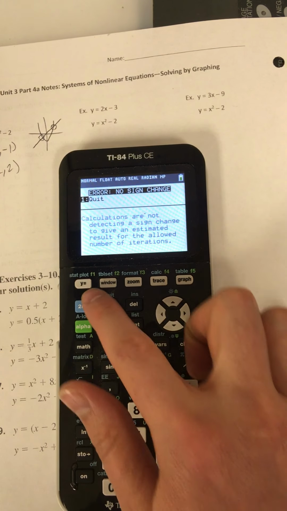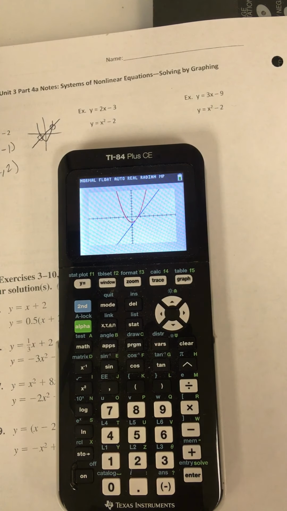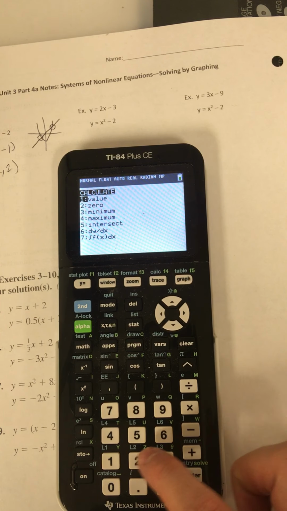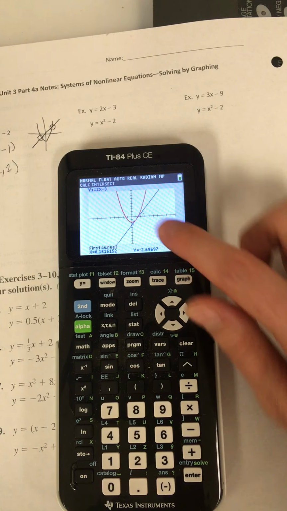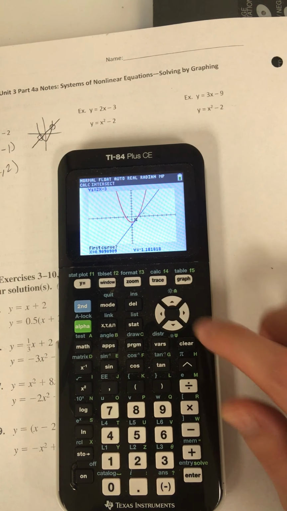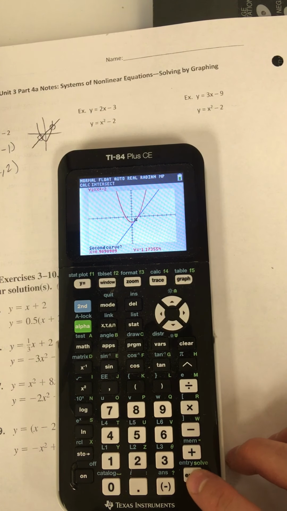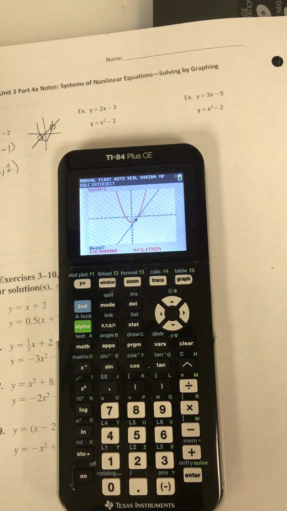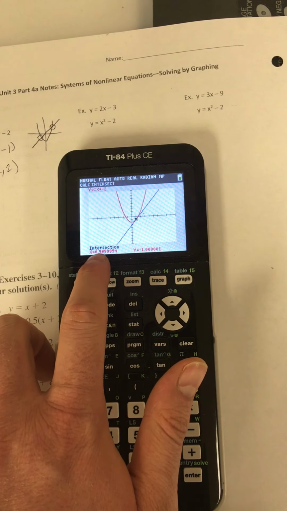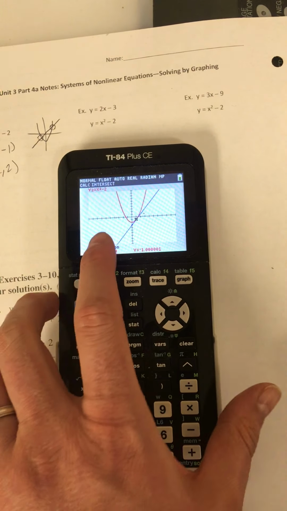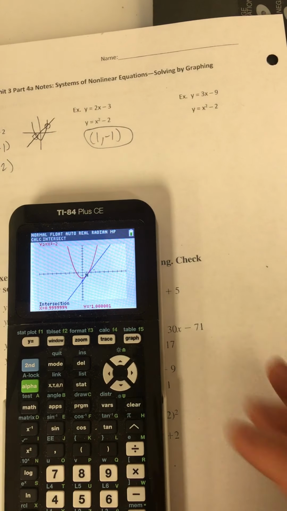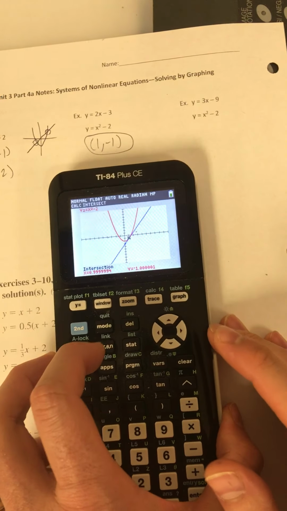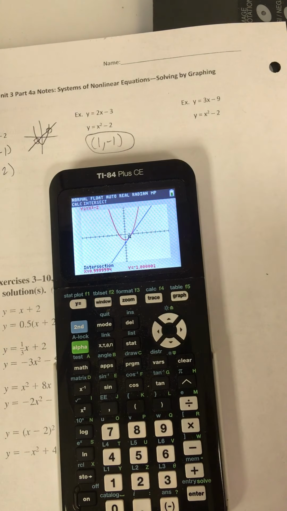If you go back to your graph, we'll get out of there with second quit, and then go back to your graph. If we do it again, second trace, 5, before you hit enter, if you get an error, just move that cursor a little bit closer to that point we're looking for. Just move it over to the right. Doesn't have to be right on it, but really close to it. Hit enter, and then enter again, and then enter a third time. Now it's given us the answer. We're just going to round this off. So that's really x equals 1 and y equals -1. So 1, -1. That's where they touch. So if you're getting that error message, try just moving your cursor closer to the point.